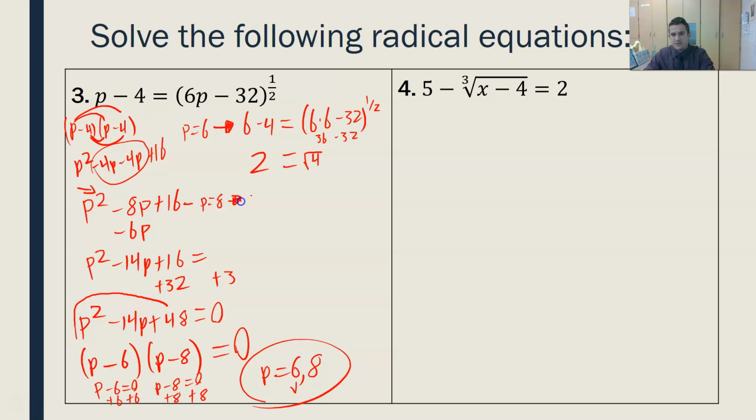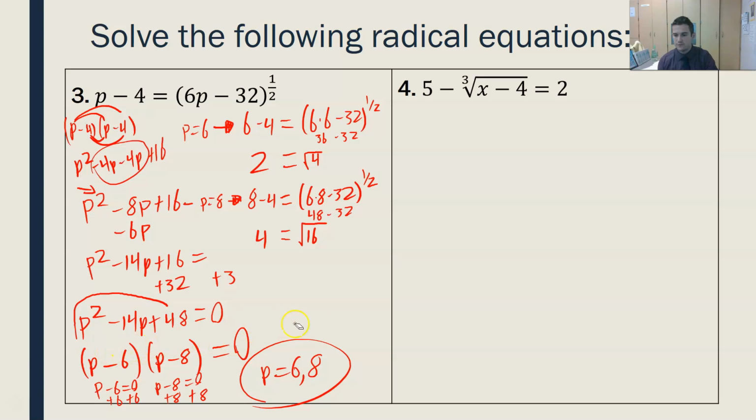Let's check 8. So if I put 8 in for p, I get 8 minus 4 equals 6 times 8 minus 32 to the 1/2 power. 8 minus 4 is 4. 6 times 8 is 48. Minus 32 is 16 to the 1/2 power. Remember, taking something to the power of 1/2 is the same as square rooting it. And the square root of 16 is indeed a positive 4. So both of those are good. 6 and 8 are both valid answers.